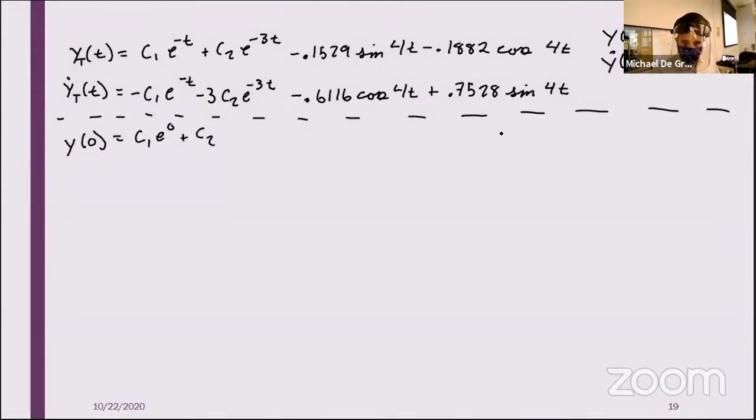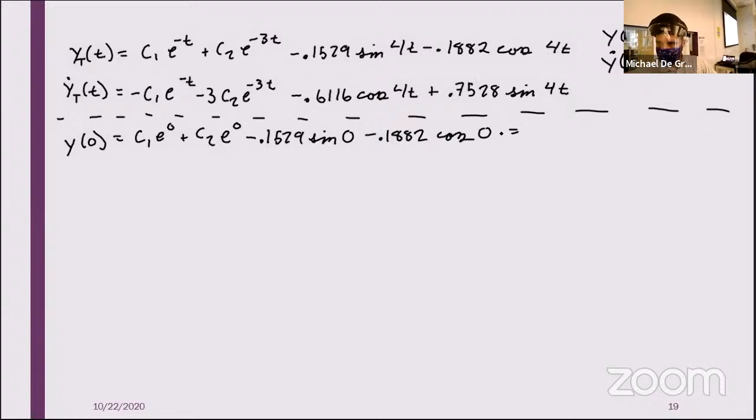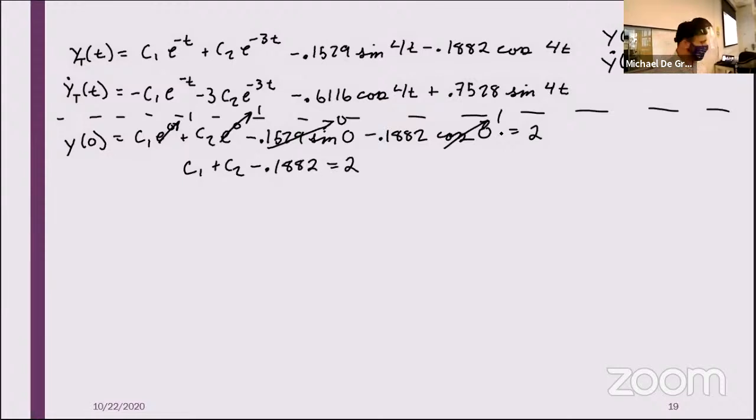to the 0 plus C2 e to the 0 minus 0.1529 sine of 0 minus 0.1882 cosine of 0 is equal to 2. A couple of things happen there, right? This goes away because sine of 0 is 0. This is 1, this is 1, and this is 1. So it's just C1 plus C2 minus 0.1882 is equal to 2.